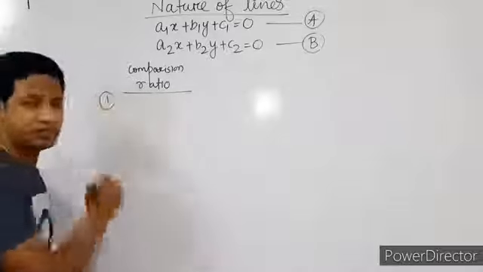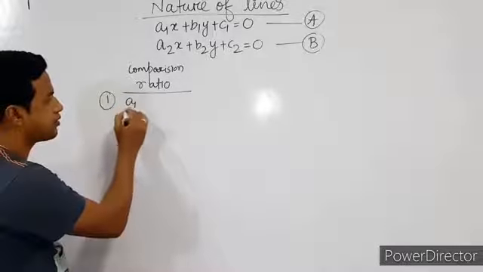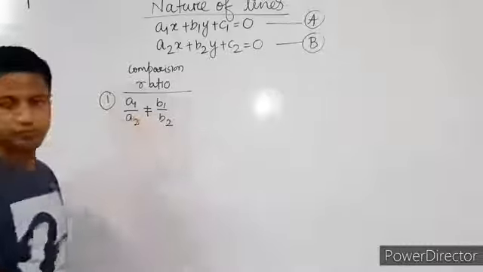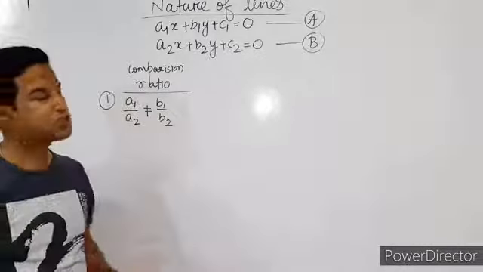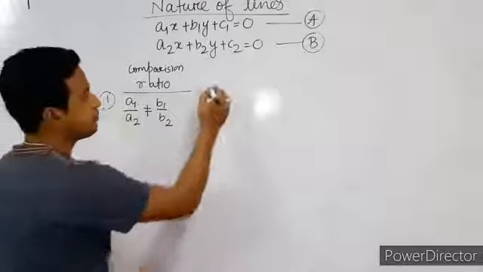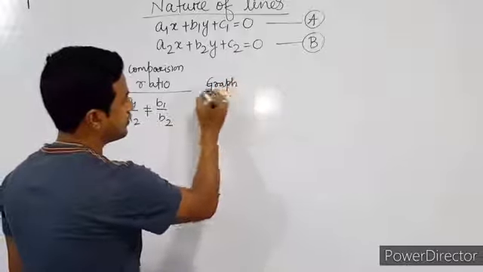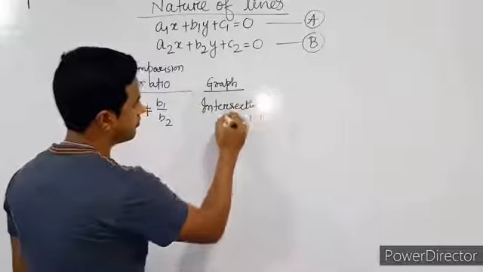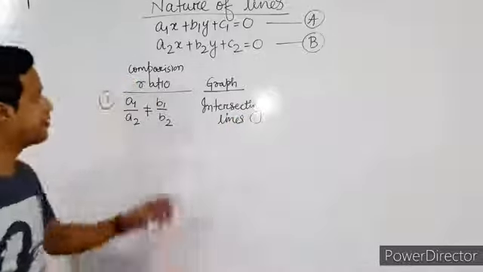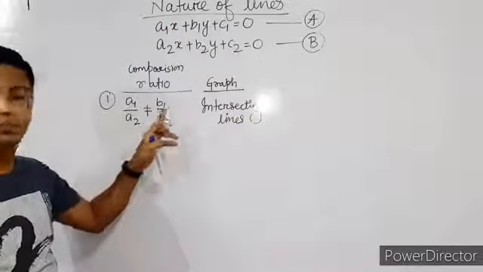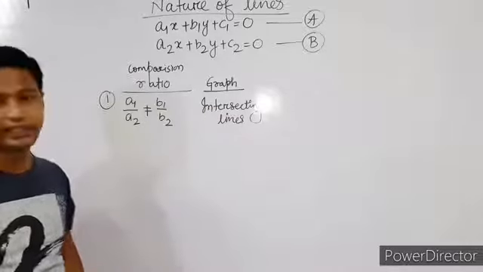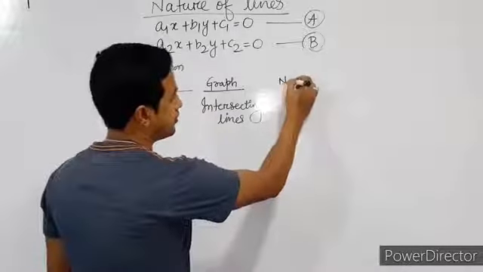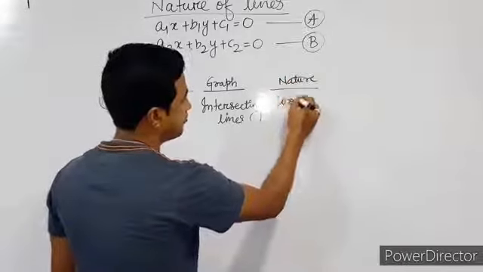Case number 1: if a1/a2 is not equal to b1/b2, then when we plot the graph we will get intersecting lines. If the ratio a1/a2 is not equal to b1/b2, we will get the graph as intersecting lines, and we identify that beforehand. Its nature is consistent, meaning the system is consistent.